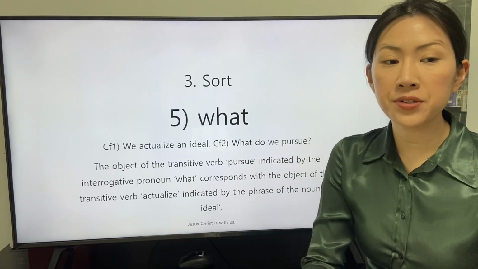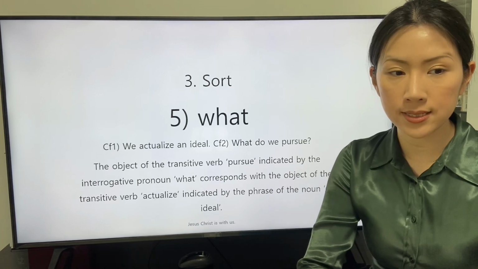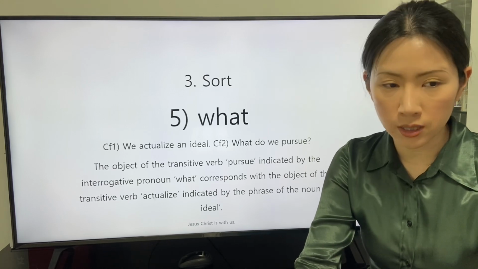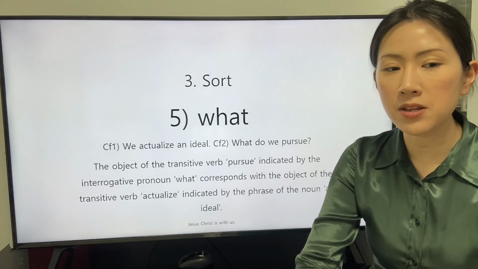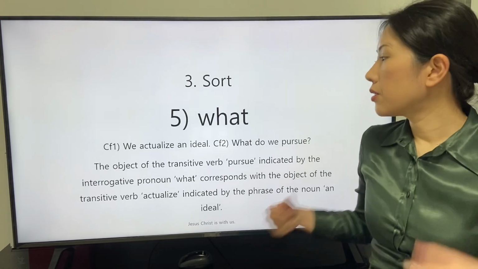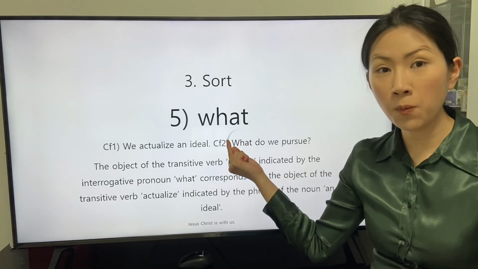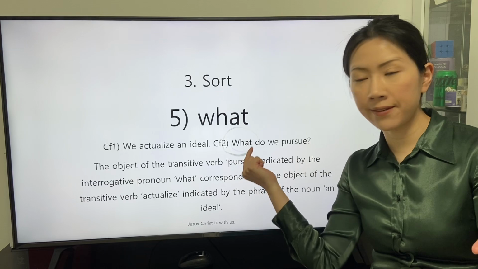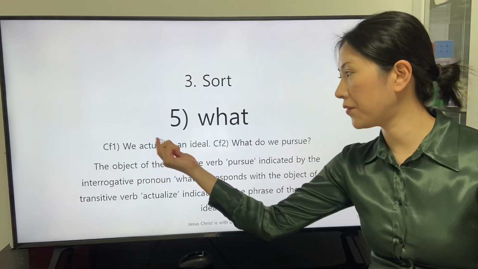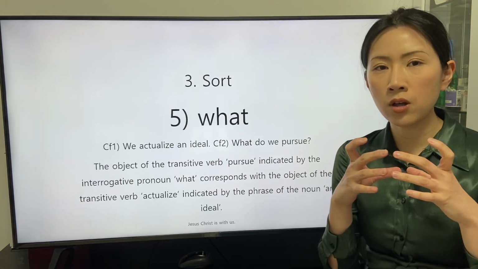The object of the transitive verb pursue indicated by the interrogative pronoun what corresponds with the object of the transitive verb actualize indicated by the phrase of the noun an ideal. The speaker figures out that the object indicated by the interrogative pronoun what corresponds with the object of the transitive verb actualize, an ideal.